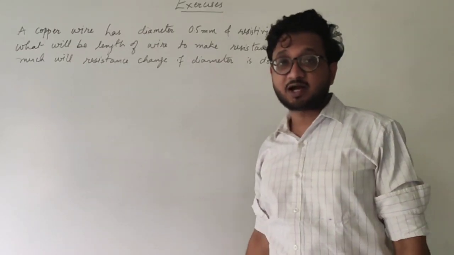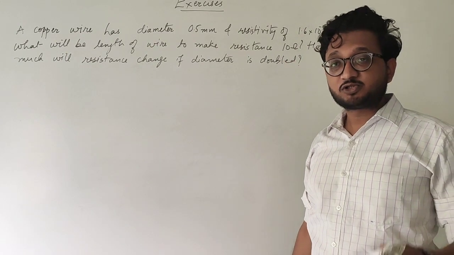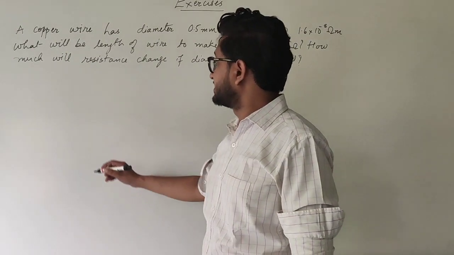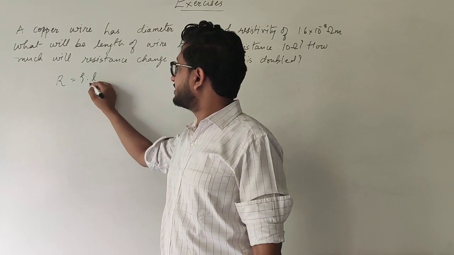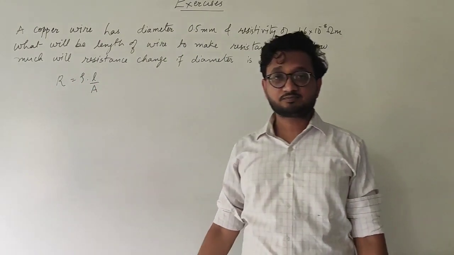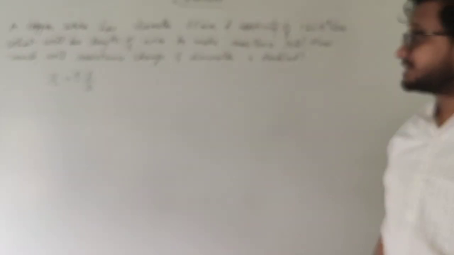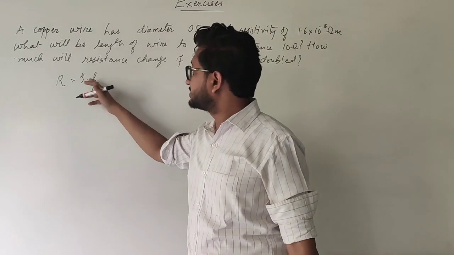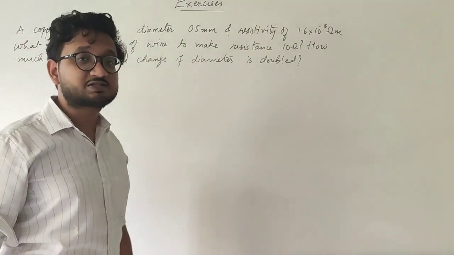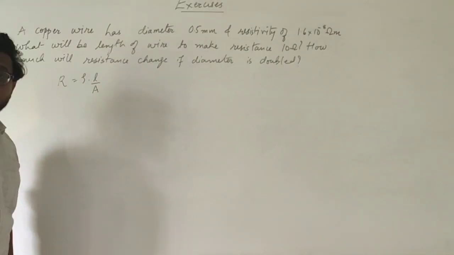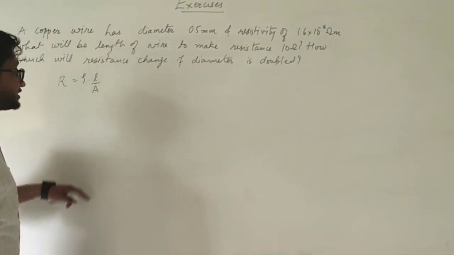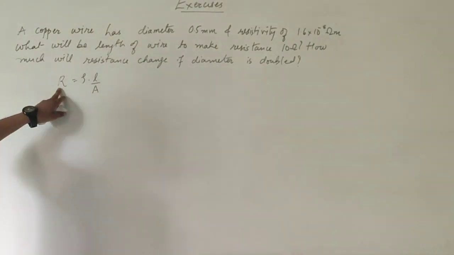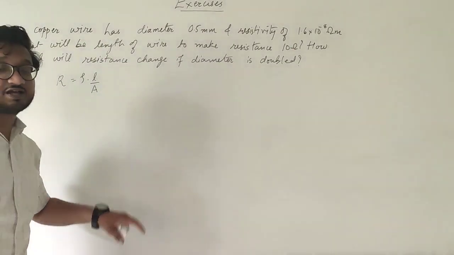So over here you have been asked to find the length of the wire. So you have to recall the formula for the resistance. The formula for resistance R is equal to rho into L upon A, where rho is the resistivity of the material, or the conductor. You need to find the length. For that you need to have area, resistivity and resistance. You have the resistance, you have the resistivity, but you don't have the area.